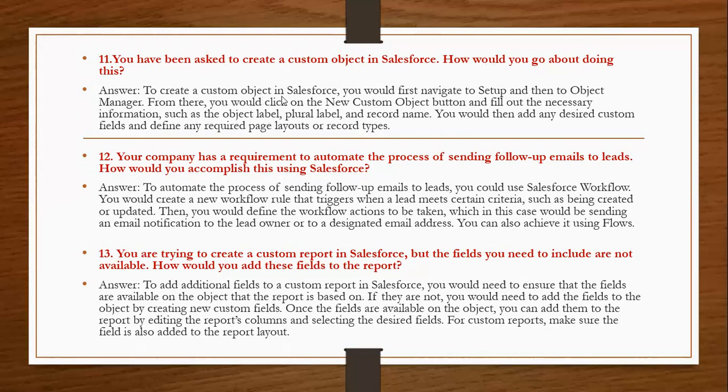To create a custom object in Salesforce, you will first navigate to Setup and then to the Object Manager. From there you will click on the New Custom Object button and fill out the necessary information such as the object label, plural label, and record name. You would then add any desired custom fields and define any required page layouts and record types.